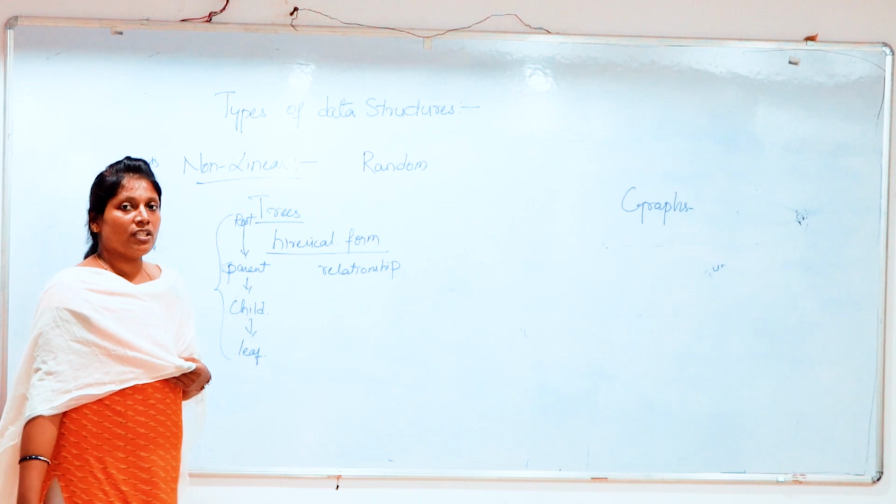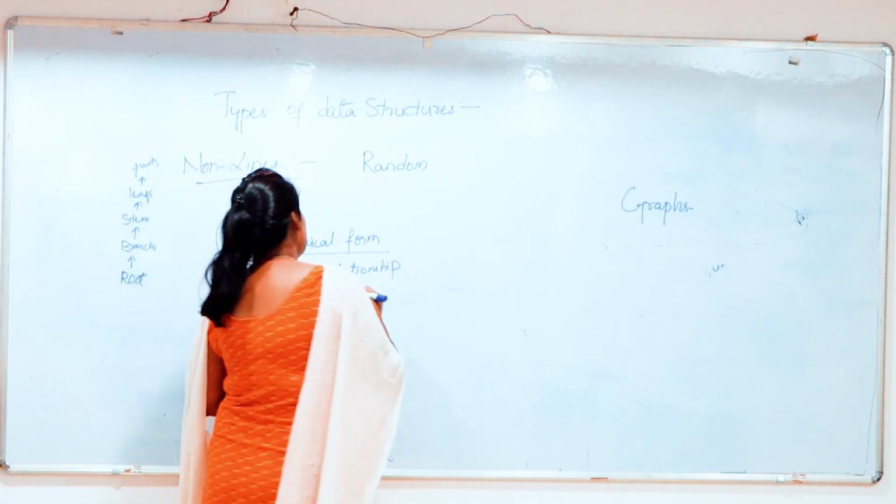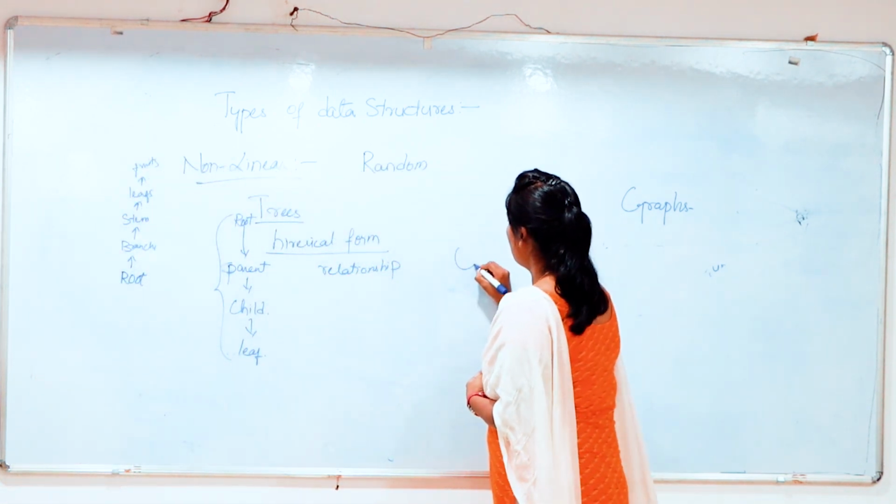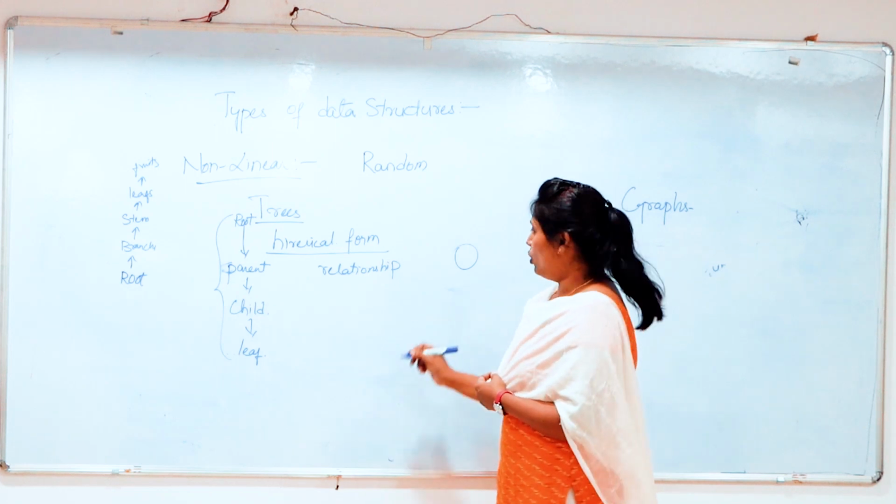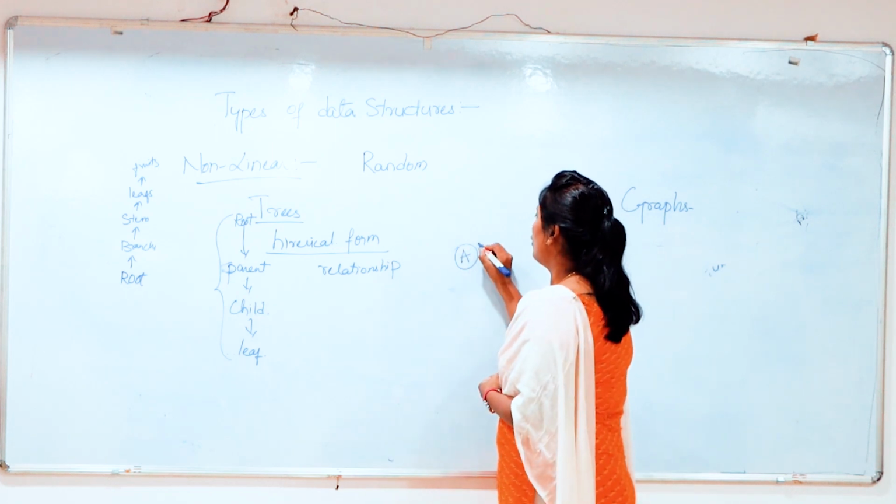Let us see the structure, how that will be in a tree. See, this is a node here. This is a root node.